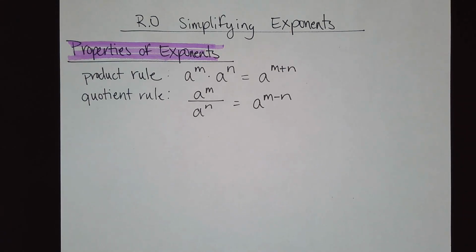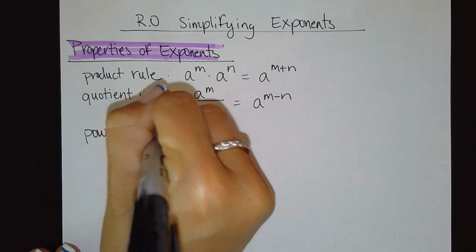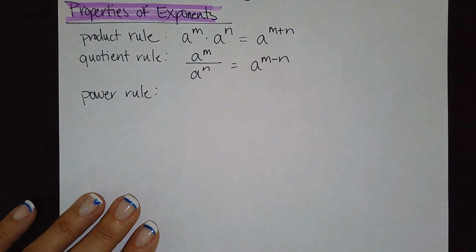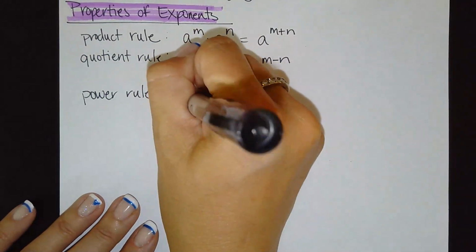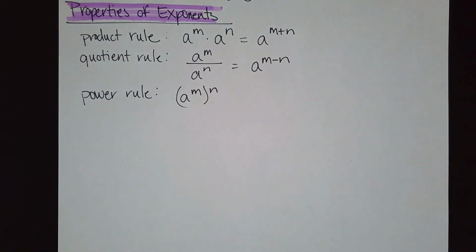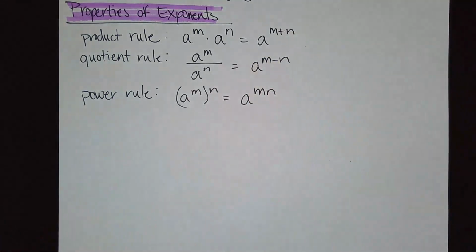Is the pace okay? Everybody can see from where they're sitting? Good, let's continue. The power rule. Okay, this is when you have like a power to a power. So if I had a to the m raised to the n power. What do you have to do here? Very good, multiply. So this would give us a to the m n.